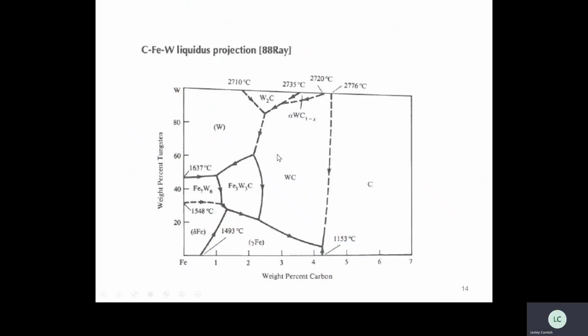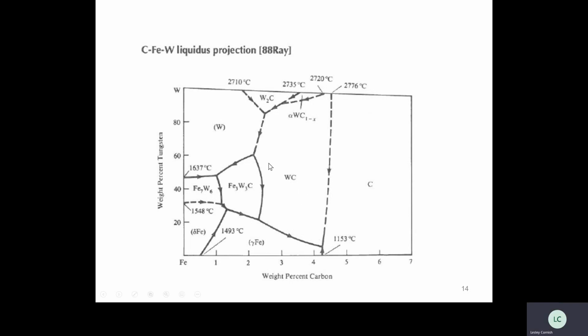This is another example which I like. Again, it's incomplete because the weight percent of carbon only goes up to 7. But we've got the whole load of tungsten this time, and it's got each liquidus surface named, and it doesn't have the isotherms on. It doesn't have to have the isotherms on, but it's nice if it does.